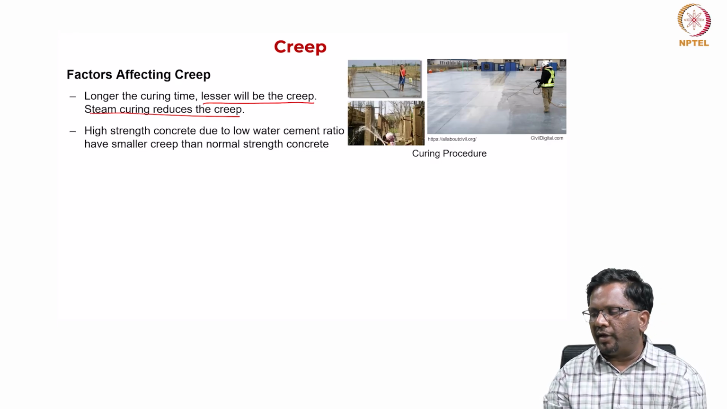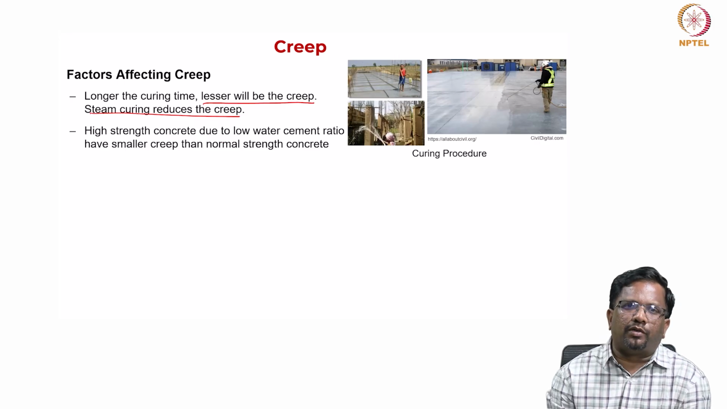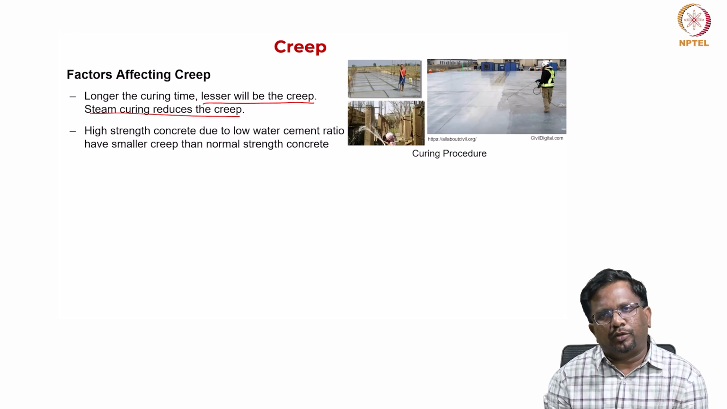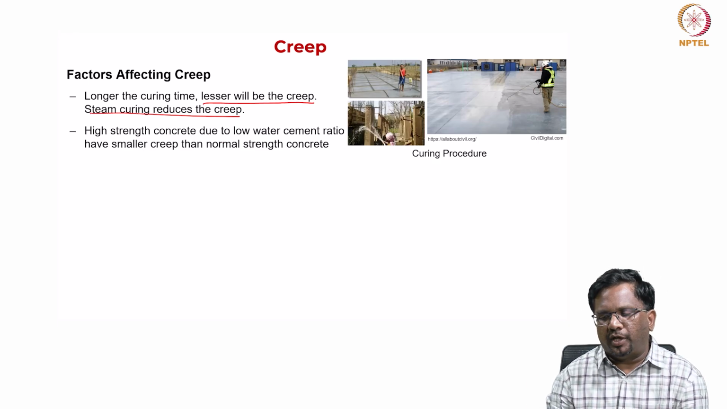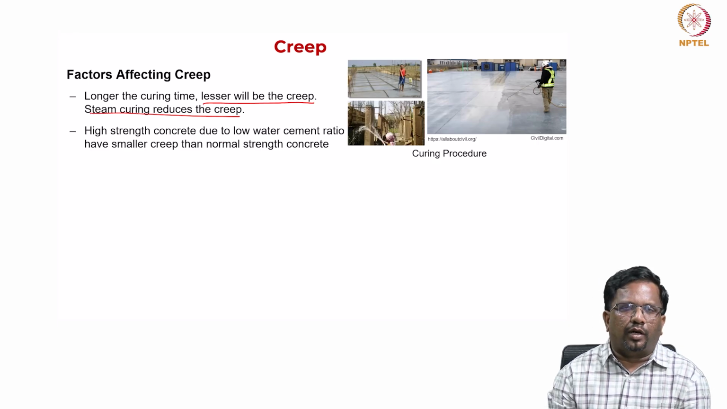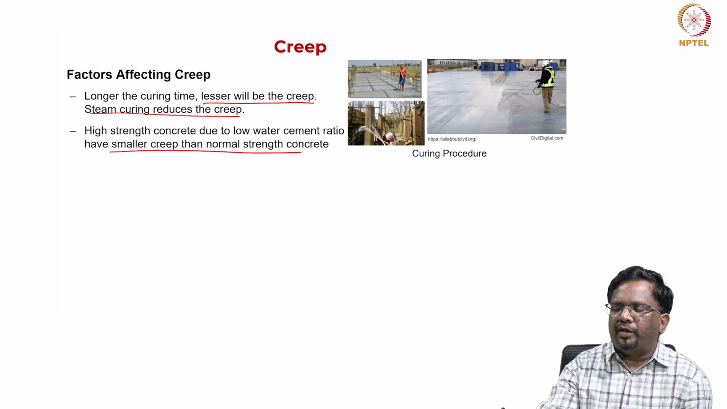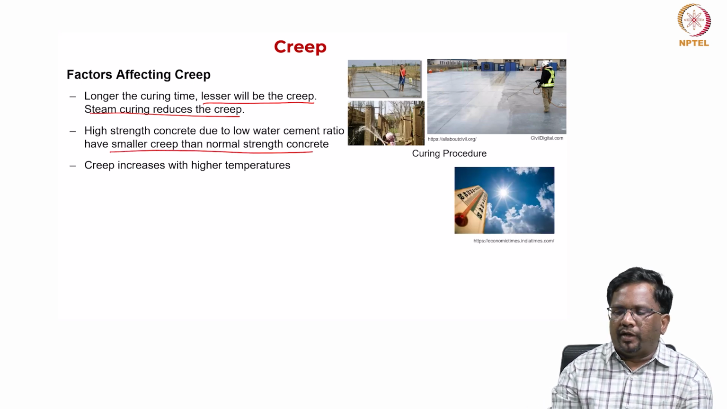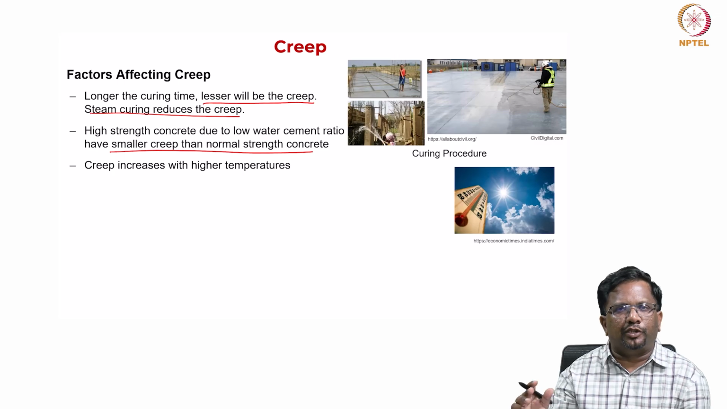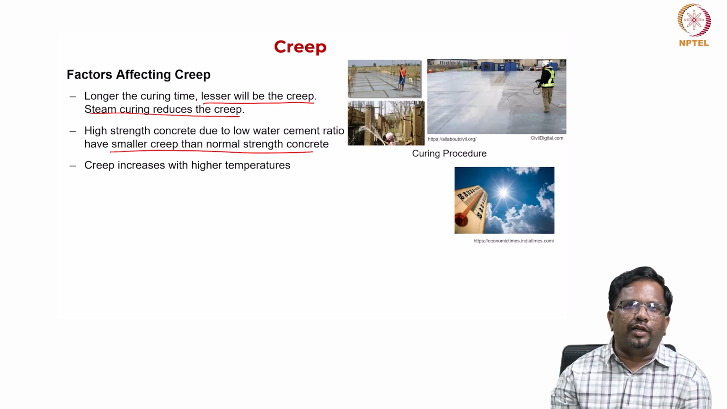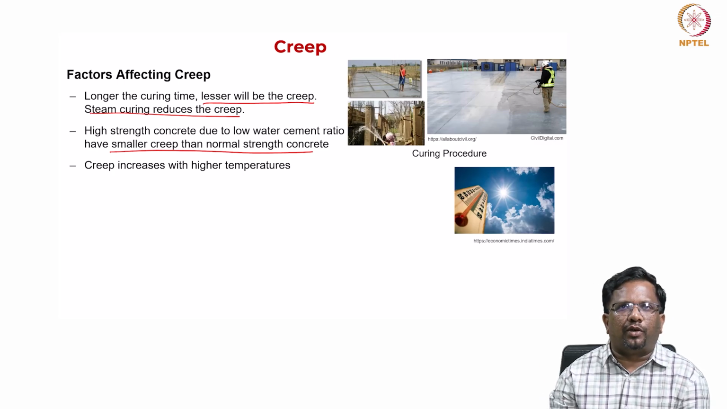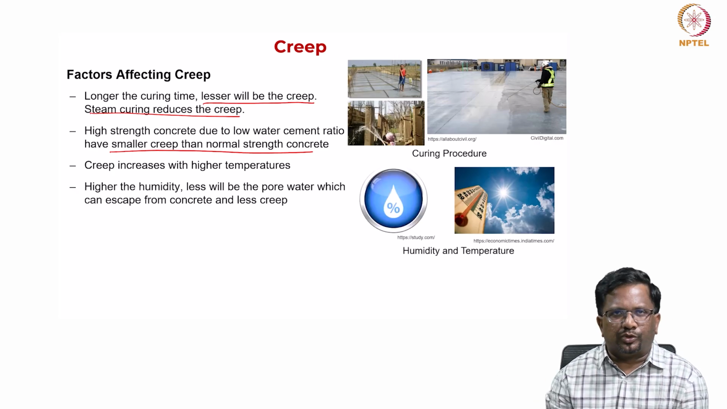Now, high strength concrete, again, we develop it first by reducing the water cement ratio. So, typically they will have a low water to cement ratio, but workability is arrived at by adjusting the dosages of superplasticizers. So, they tend to have smaller creep than normal strength concrete. Again, creep also increases with temperature. So, we need to make sure that at early ages, concrete is not exposed to high temperature; you have to cover it up so that it is not exposed to high temperature.